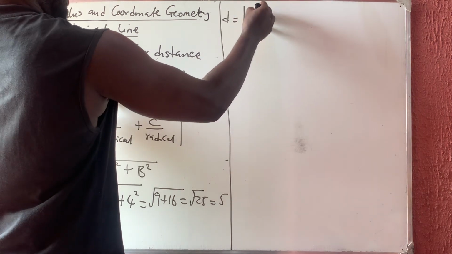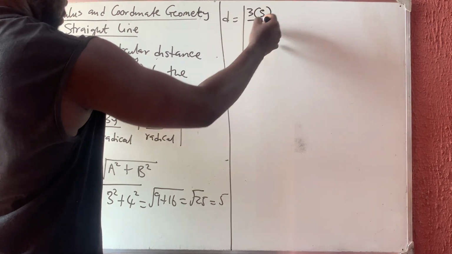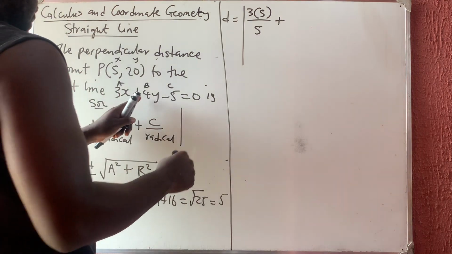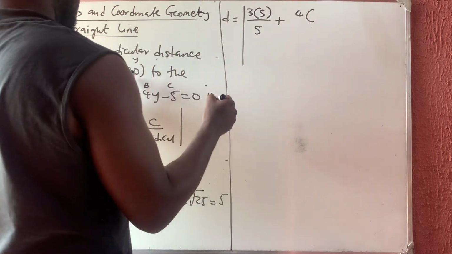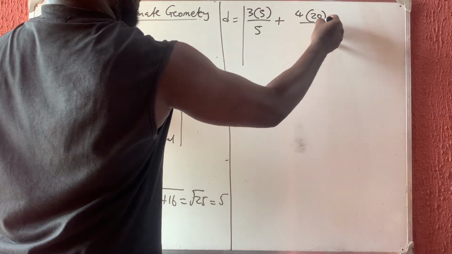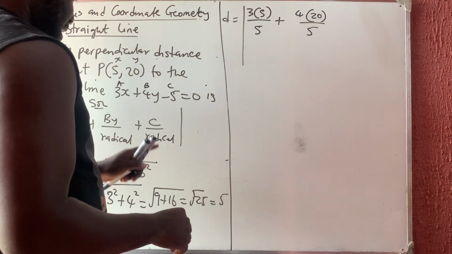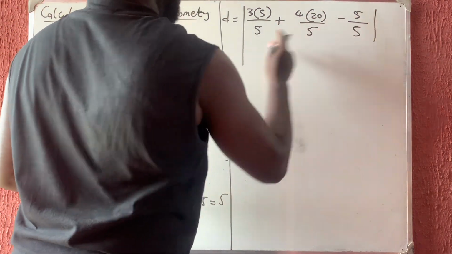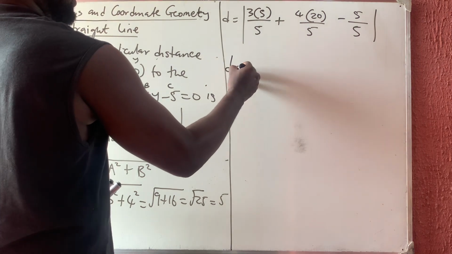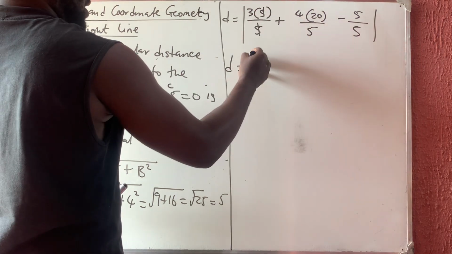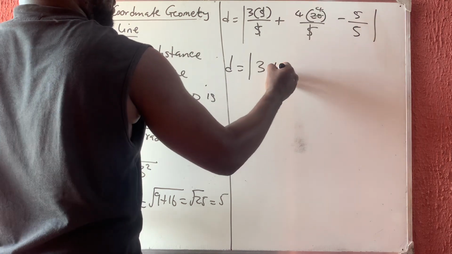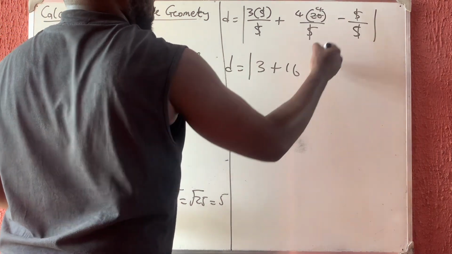My a is 3 in bracket of 5 all over radical, which is 5, plus my b. My b is 4 in bracket of 20 all over the same 5, then my c is minus 5 over the same 5, absolute value. So this is d is equal to 5 can take care of 5. So I have absolute value of 3. This into this is 4. 4 times 4 is 16. This into this is 1.